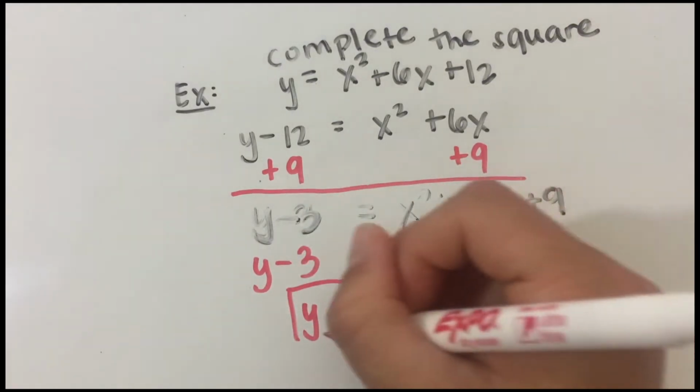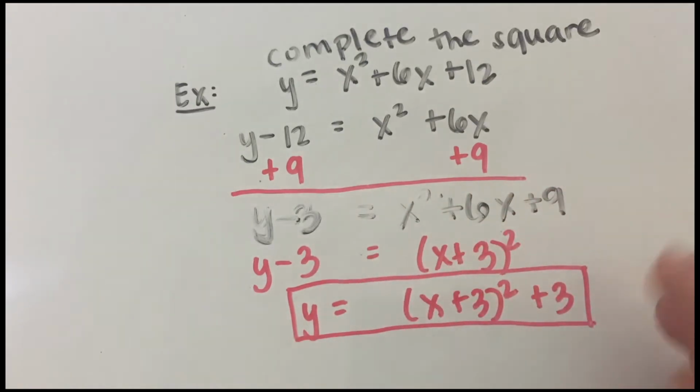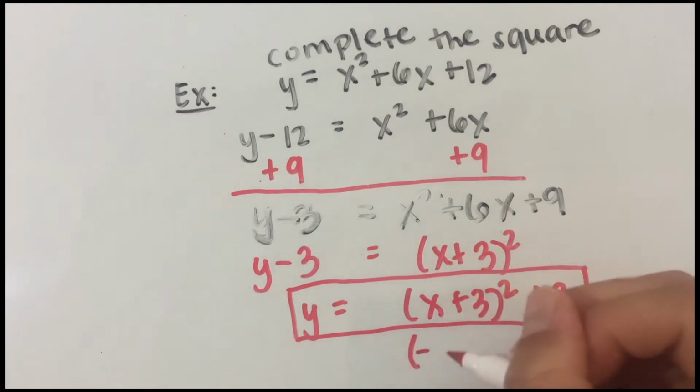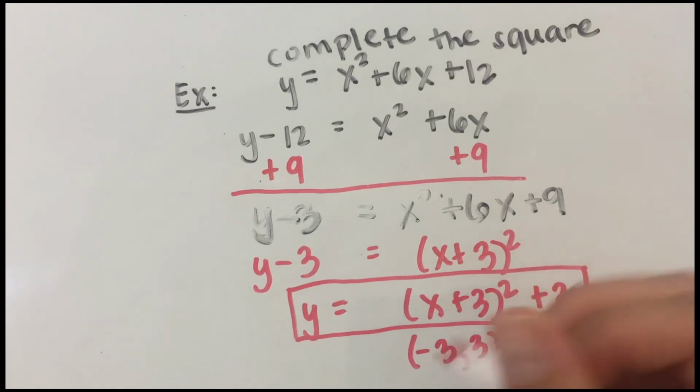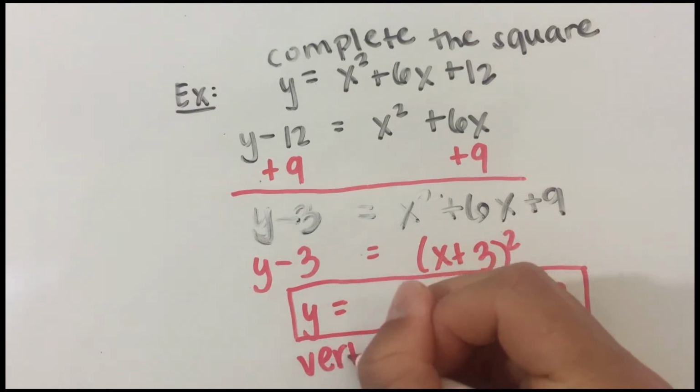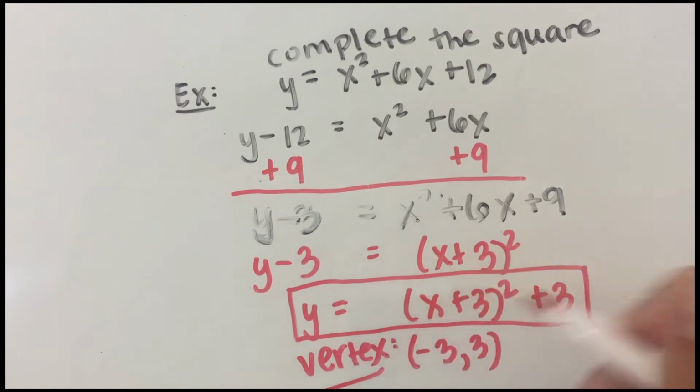So now I completed the square and I got this into vertex form. And now here I know that my h is negative 3 and my k is positive 3. And this will be my vertex. And notice that the sign is opposite whatever's inside of the parentheses. So since it was positive here, I'm going to get a negative 3 for my h value.